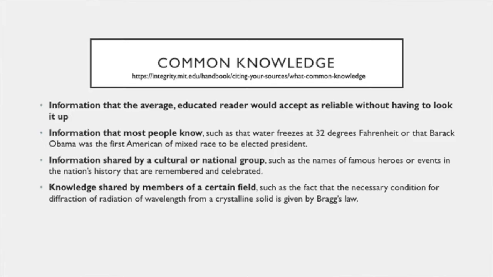Common knowledge refers to information that is commonly held to be true in your specific discipline, and it doesn't need to be cited or quoted or attributed in any other way to a specific person or source. In general, common knowledge refers to information that the average educated reader would accept as reliable without having to look it up. It also refers to information that most people know, such as that water freezes at 32 degrees Fahrenheit, or that Barack Obama was the first American president of mixed race to be elected president.